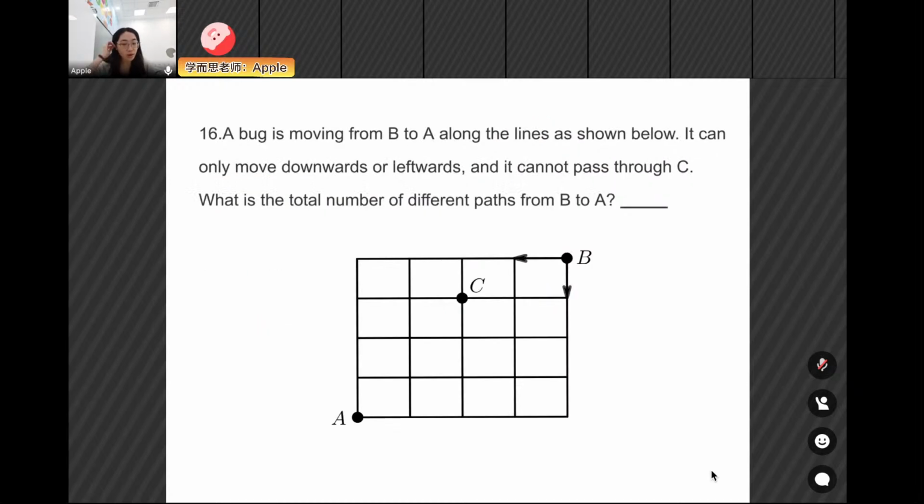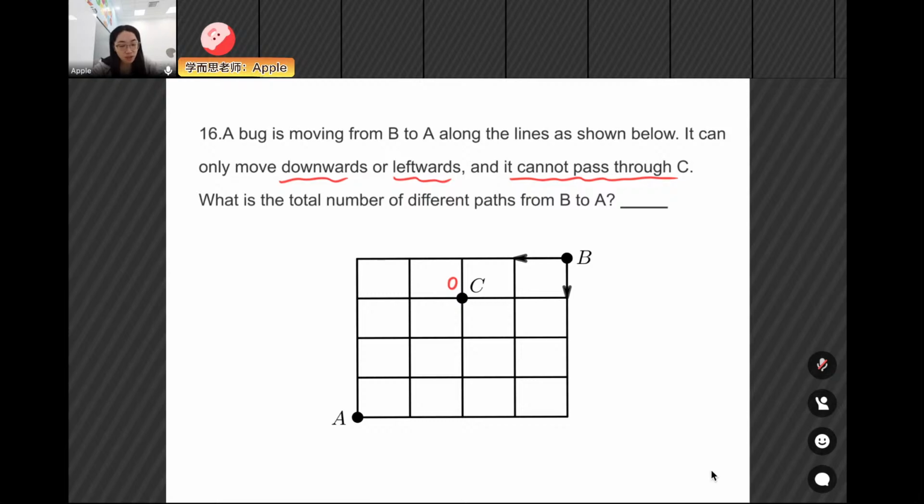Yeah, next one, question 16. A bug is moving from B to A along the lines as shown below. It can only move downwards or leftwards, and it cannot pass through C. Cannot pass through C, then you can just take C as 0. Okay, there's no way, right? No way, 0. What is the total number of different paths from B to A?